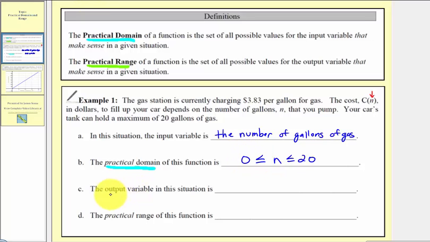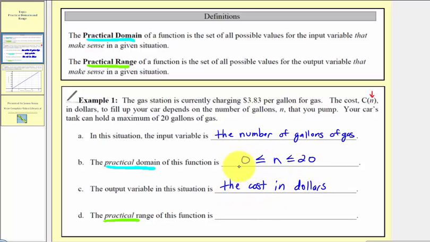For part C, we're asked to determine the output variable. The output variable is the cost in dollars. So for part D, we're asked to determine the practical range, which would be the set of all possible values of the output variable, which in this case would be all the possible costs when purchasing the gas.